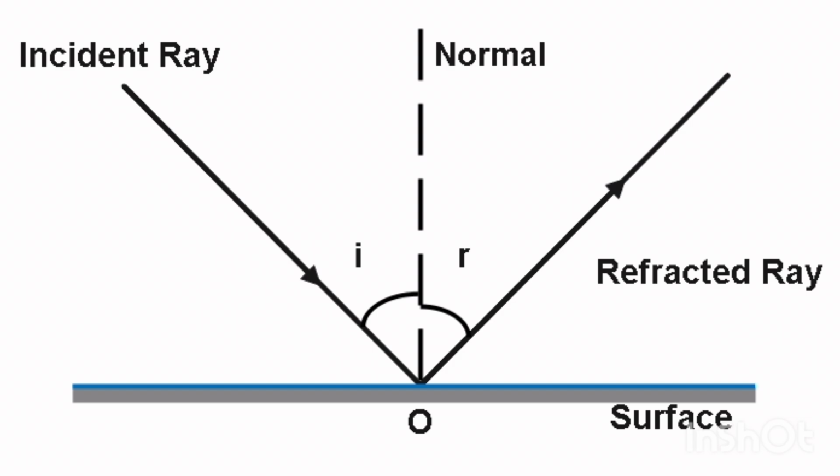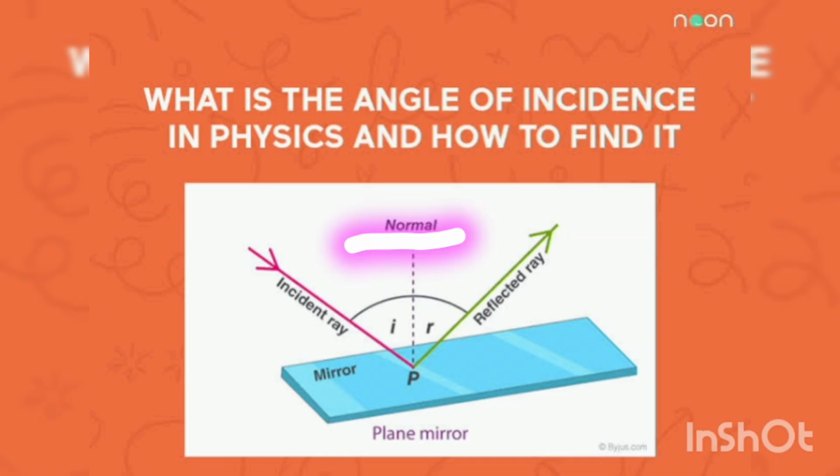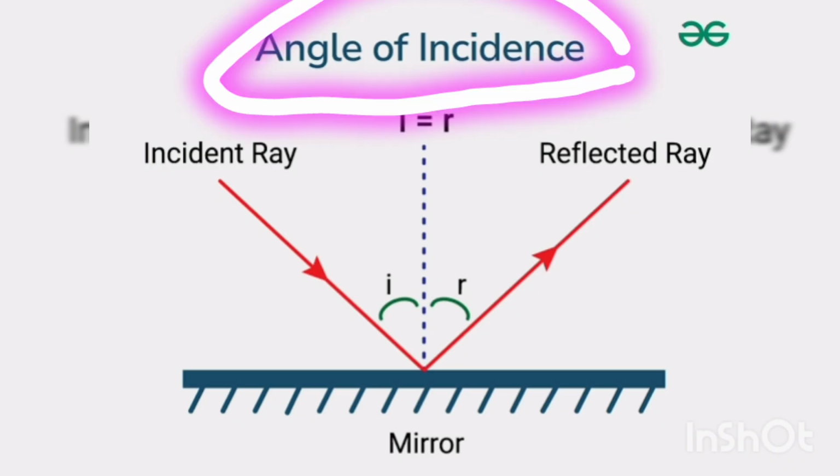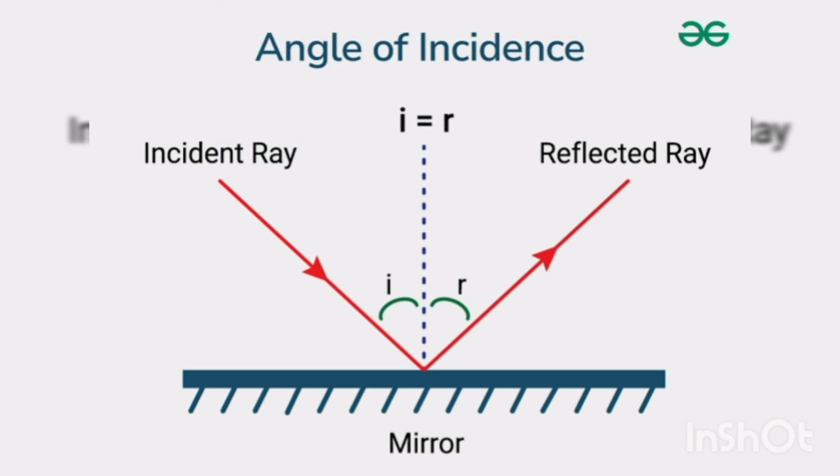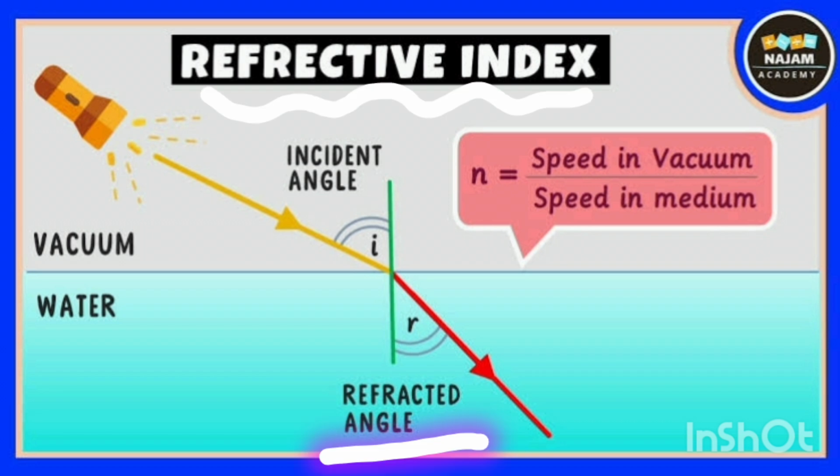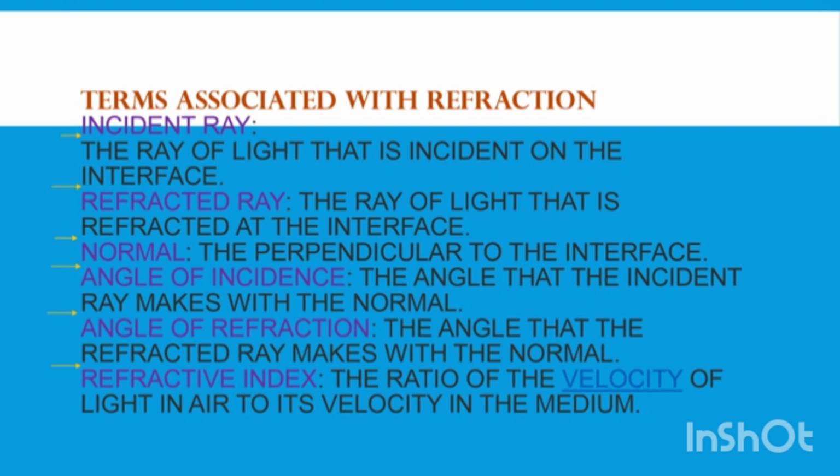Next is refracted ray. It is the ray of light that is refracted at a particular surface. If it is touching a surface and bending into it, that is nothing but the refracted ray. Next is normal, the perpendicular to the interface, the straight line as you can see in the picture. Next is angle of incidence, the angle that the incident ray makes with the normal. The angle that the refracted ray makes with the normal is the angle of refraction. The last is refractive index, the ratio of the velocity of light in air to the velocity in the medium.